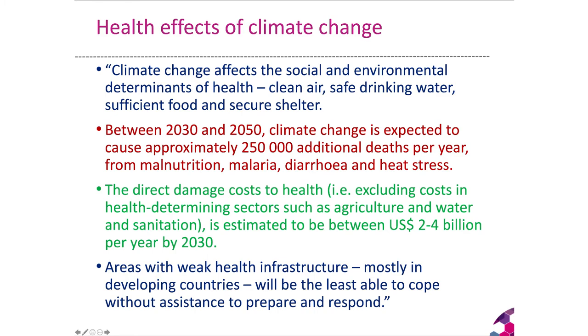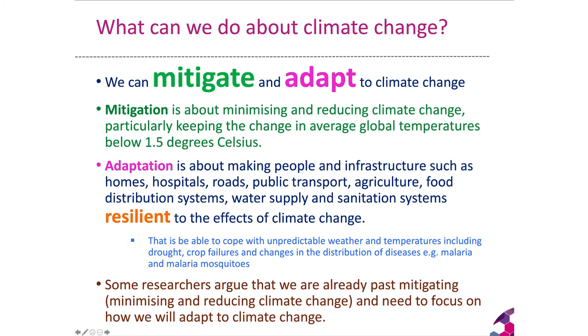What can we do about climate change? We can mitigate and adapt to climate change. Mitigation is about minimizing and reducing climate change, particularly keeping the change in average global temperatures below 1.5 degrees Celsius.